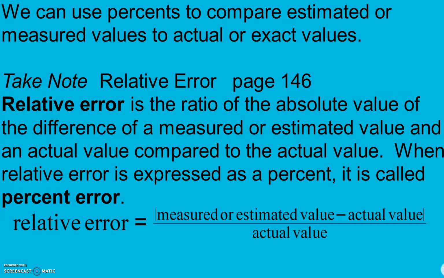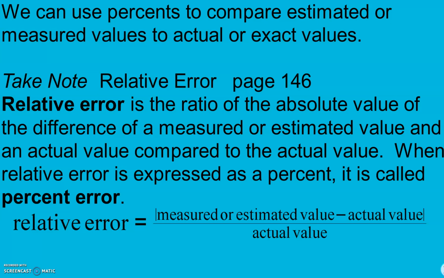Continuing on in section 2.10, we can use percents to compare estimated or measured values to actual or exact values. So the take note on page 146 talks about relative error. Relative error is the ratio of the absolute value of the difference of a measured or estimated value and an actual value compared to the actual value. When relative error is expressed as a percent, it's called percent error.